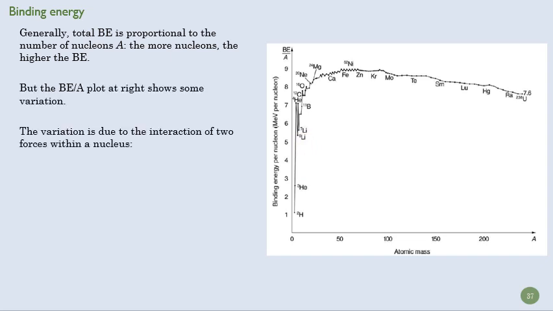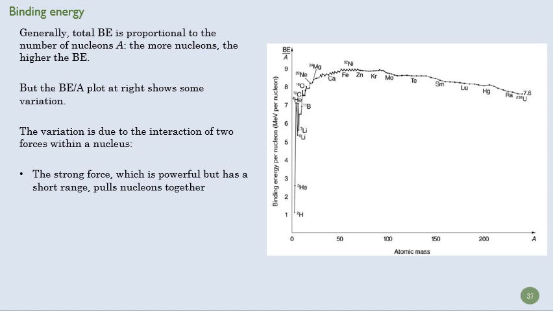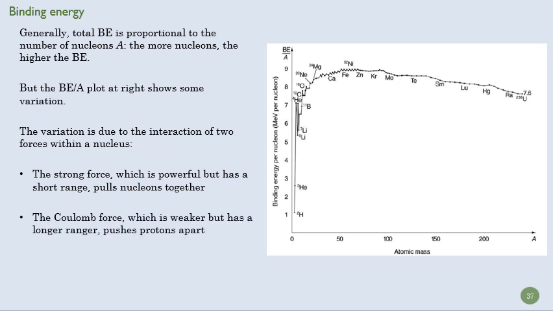If you'll notice, there's a hump here, right? So a mid-sized molecule or element has more binding energy per nucleon than either a large element or a really small element. Why is that? Well, there's a kind of interaction going on in the nucleus between two forces. We have the strong force, which is pulling those protons together, and neutrons as well, and the Coulomb force, which is pushing the protons apart.